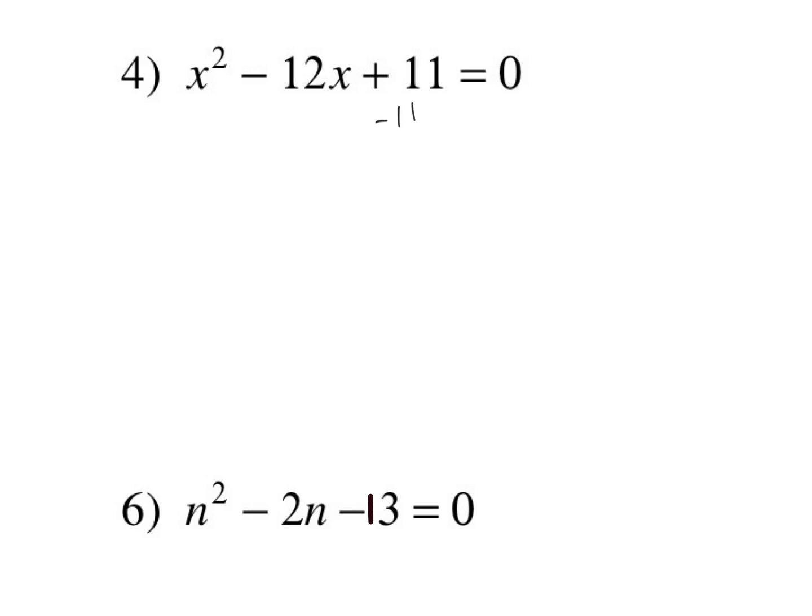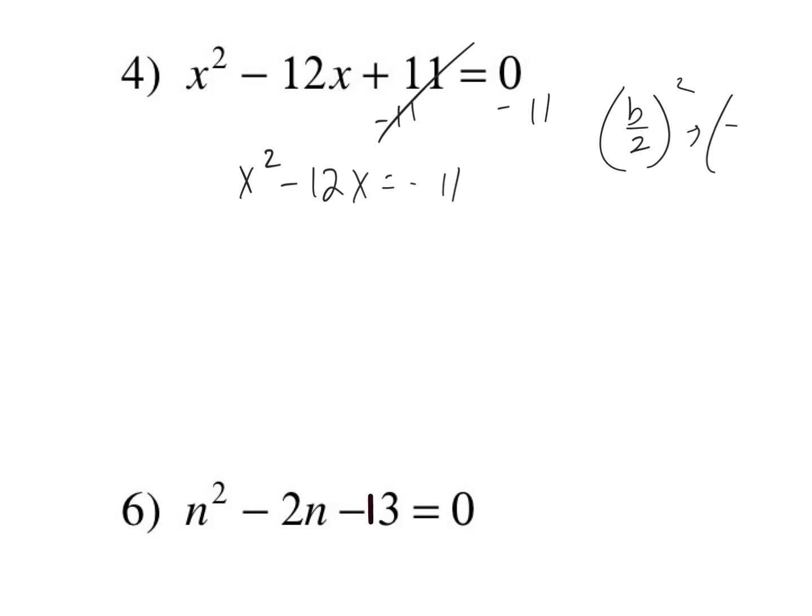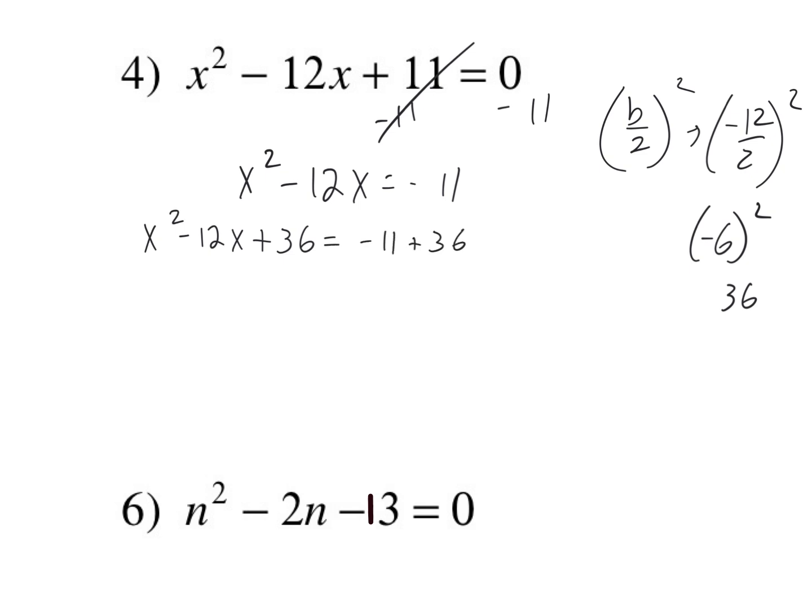I'm going to go ahead and subtract the 11. I'll get x squared minus 12x is equal to negative 11. Now my b over 2 squared is negative 12 over 2 squared. That's negative 6 squared, so 36. So we get x squared minus 12x plus 36 is equal to negative 11 plus 36. This is going to become x minus 6 squared equals, and then you get positive 36 and negative 11.